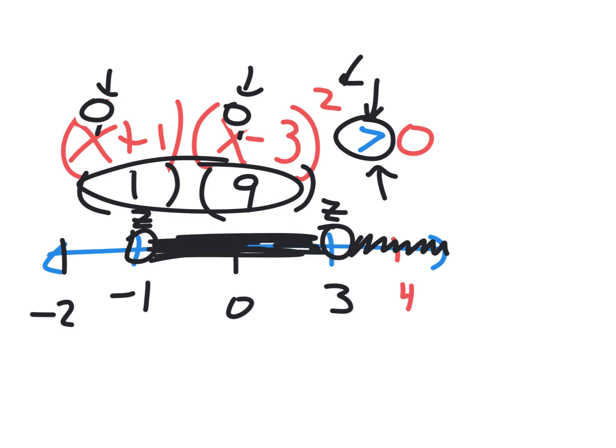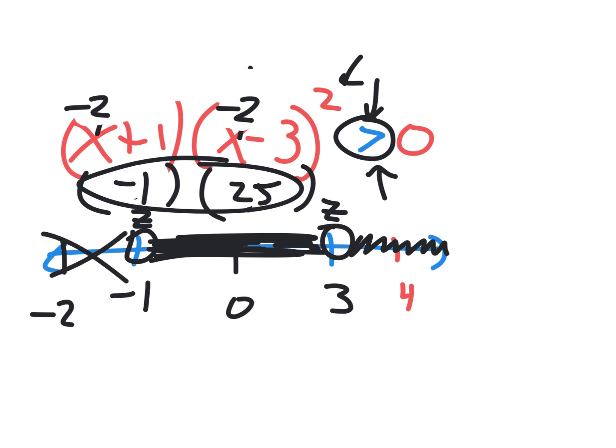And last but not least, Trent, test -2 for me. I'll put it here and here, and you tell me what we get. What do we get in the first one? -1. Correct. On the second one? -5. Squared, squared is 25. The grand total come out positive or negative? Are negatives greater than 0? No. Doesn't work out there.